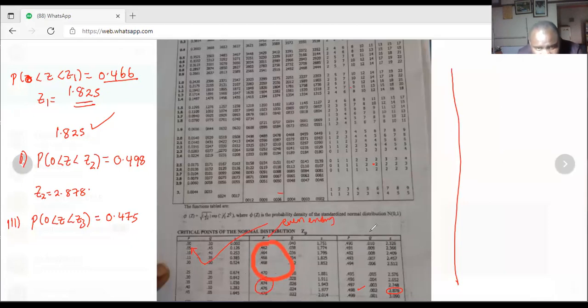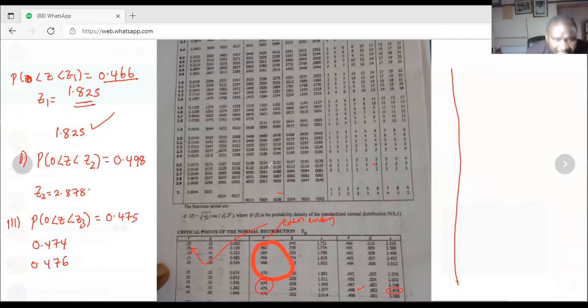Are we together? Is everyone seeing that? People, look here. 0.474, 0.476. Are we all seeing that? Yes, sir. The 0.475 is missing. True?